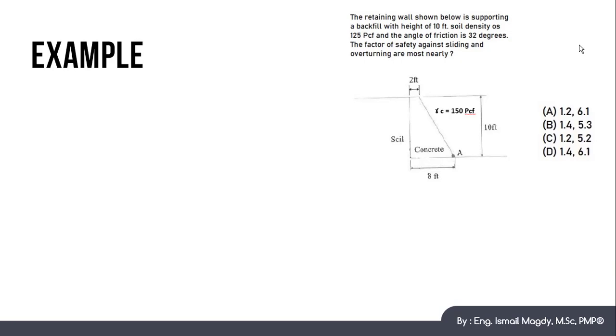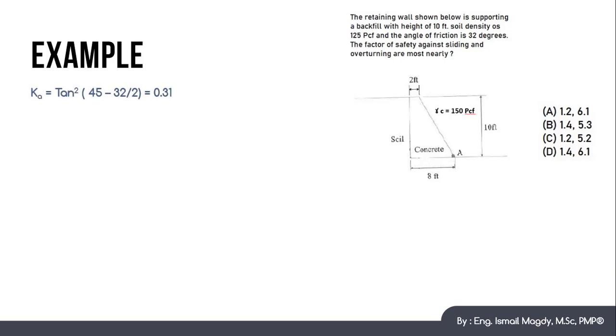So let's check this example. We have a retaining wall as shown here. The height is 10 feet. The density of the soil is 125 pound cubic foot. And the angle of internal friction is 32. Gamma concrete is 150 pound cubic foot. And we want to calculate the factor of safety against sliding and overturning.